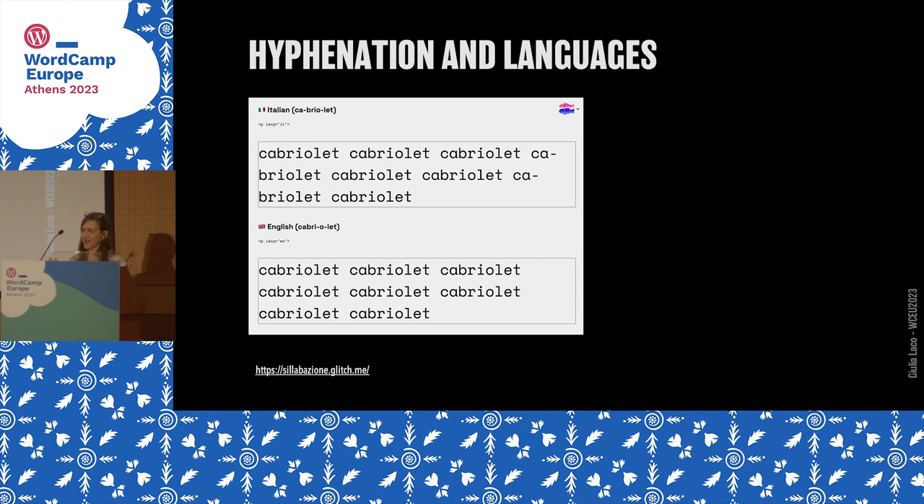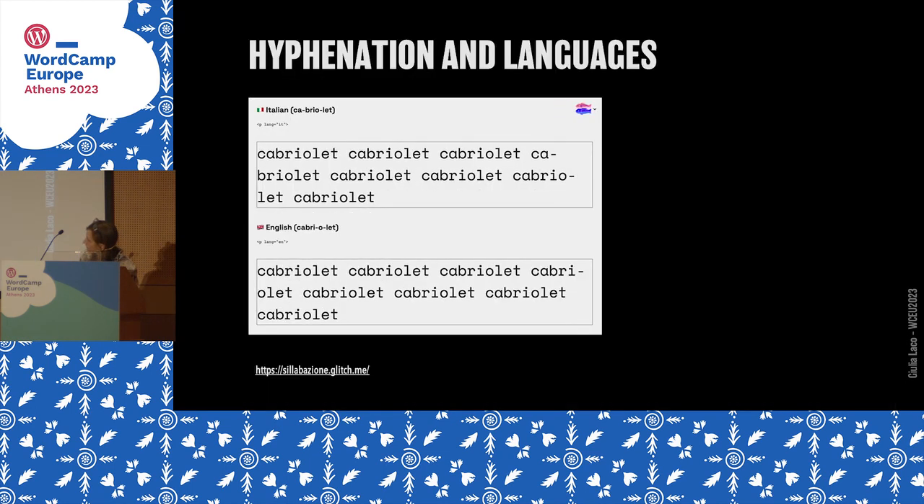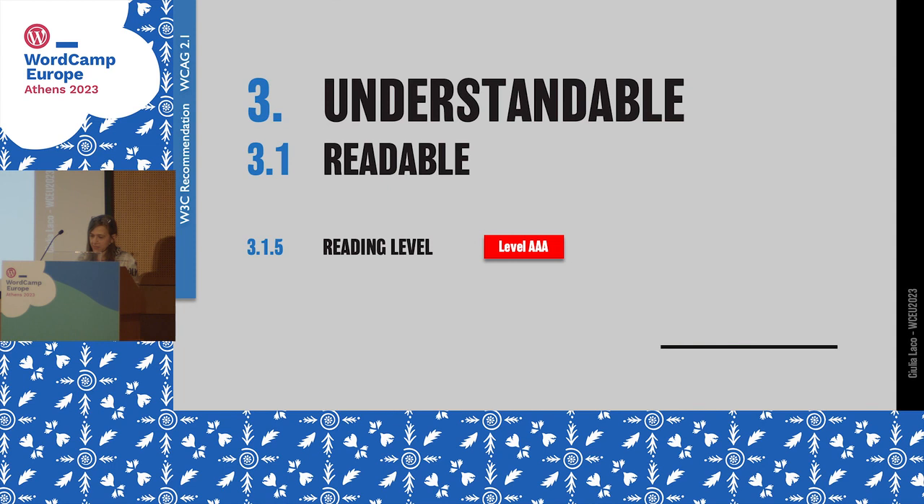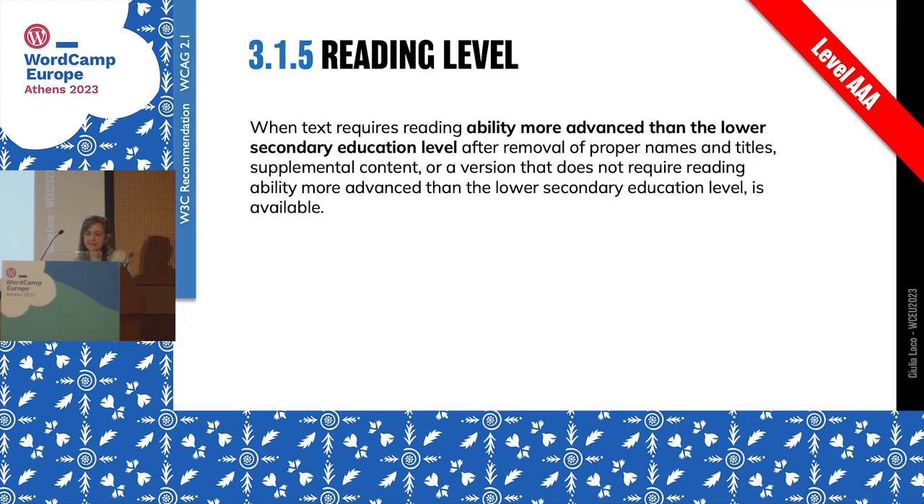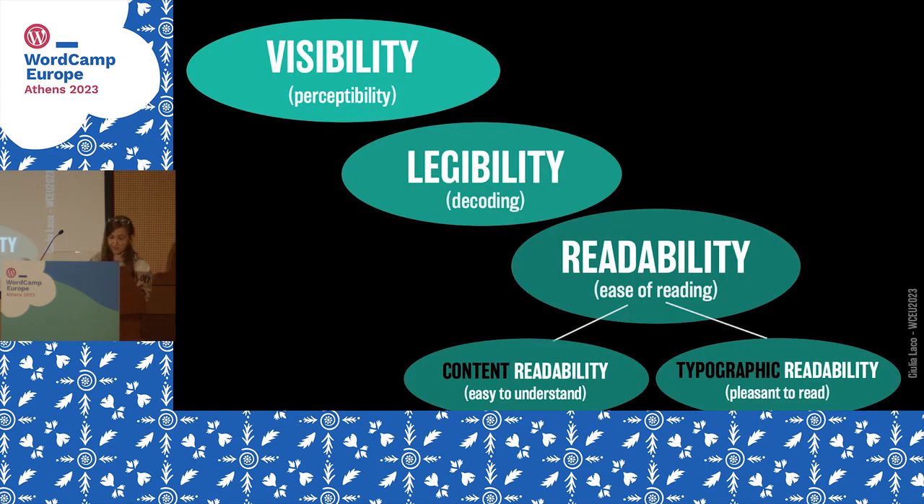So here, HTML and hyphenation, CSS, and browser, a lot of things can go together. You see. Yes, this was an example. Maybe. There's a link as well. And another important thing was the reading level. They recommend to use a simple language that has to be understood by people with a lower secondary education level. Okay, that's a concept of readability in one of the two meanings we saw before, so the content readability.